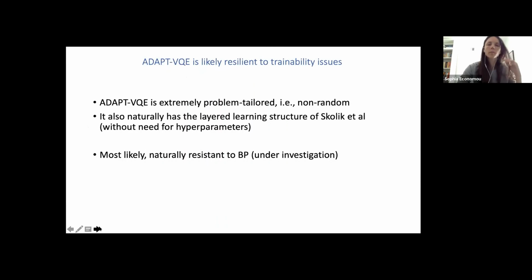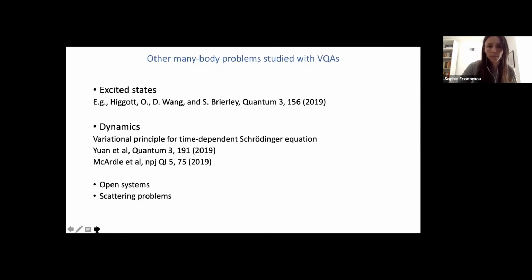And the other thing is that because it has this layered structure by nature, which looks a lot like the paper I showed you to avoid barren plateaus, it's most likely much more resilient to trainability issues, and that's something we're currently investigating.